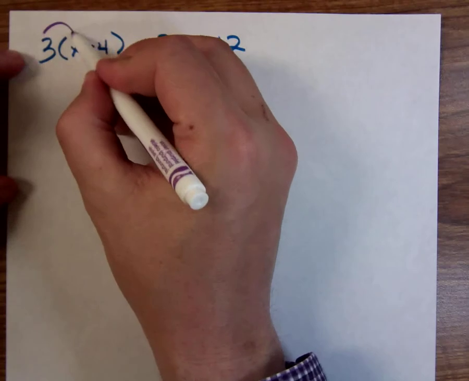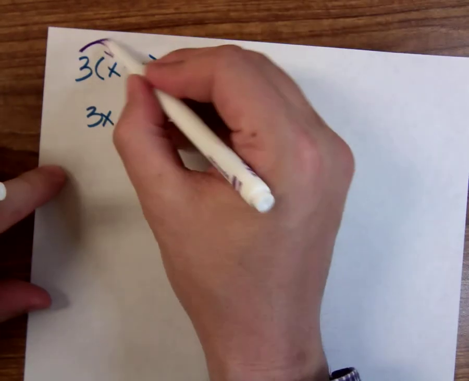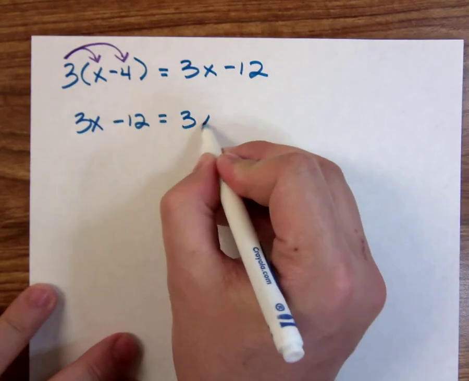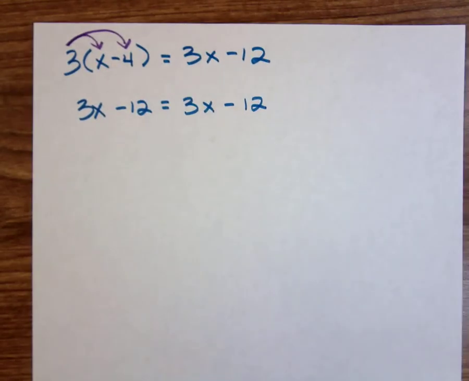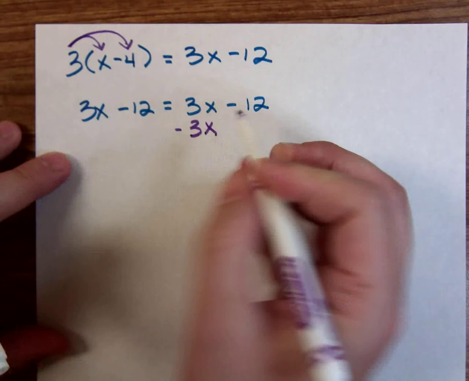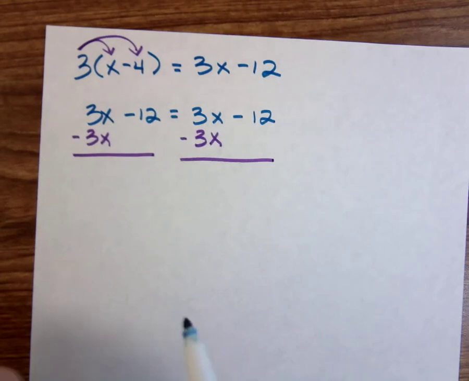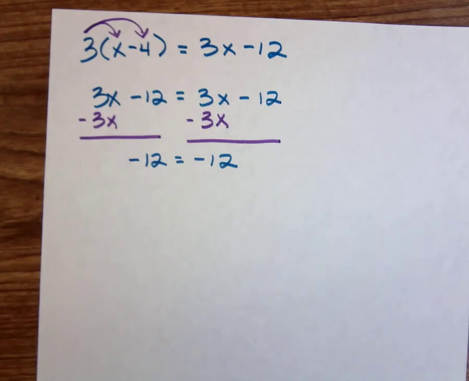So let's do distributive property. 3 times x is 3x. 3 times negative 4 is negative 12. Equals 3x minus. All right, let's get the x's together. Huh. The x's went away this time, but the thing that I'm left with is true. Negative 12 does equal negative 12.